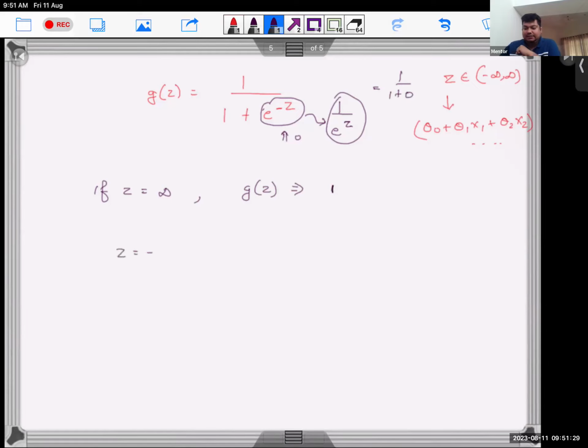What if z is minus infinity? Zero. Spot on. So e to the power of minus infinity will become e to the power infinity. Infinity plus 1 is infinity. So 1 by infinity is 0. I hope you get the point.